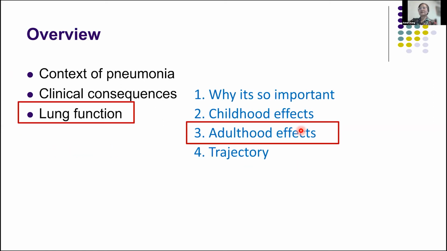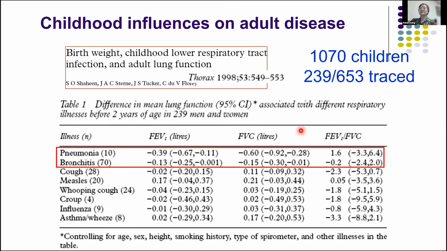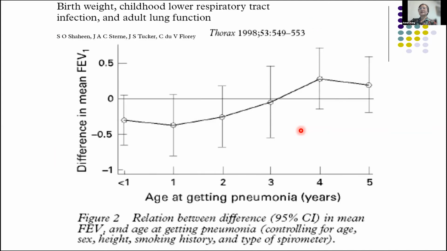So what about the long-term adulthood effects? There are many papers now. This is a very old paper showing that if you've got pneumonia or bronchitis, you drop your FEV1 and your FVC. And again, the effect is greater when you develop pneumonia at a younger age as opposed to at an older age. Again, bringing up the biological plausibility related to lung growth.